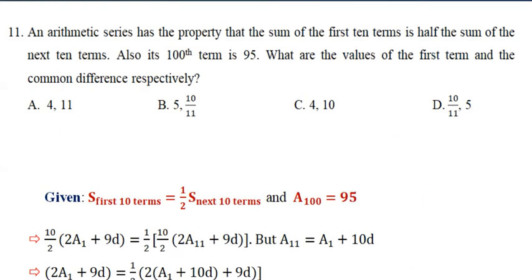Now let us see question number 11. Question number 11 says as follows: an arithmetic series has the property that the sum of the first 10 terms is half the sum of the next 10 terms. Also, its hundredth term is 95. What are the values of the first term and the common difference respectively? That is what the question says.